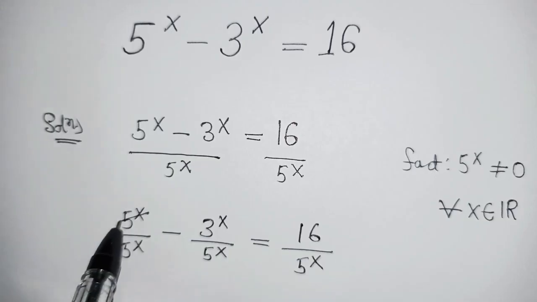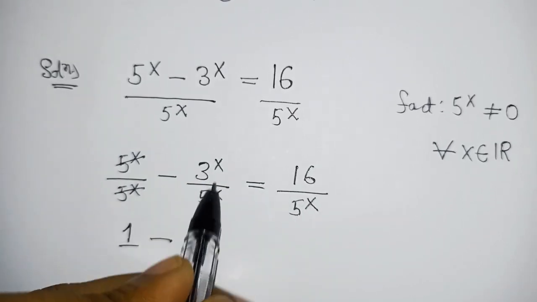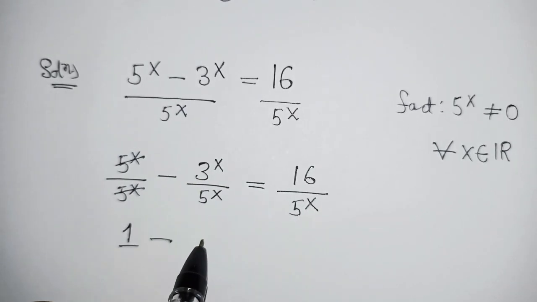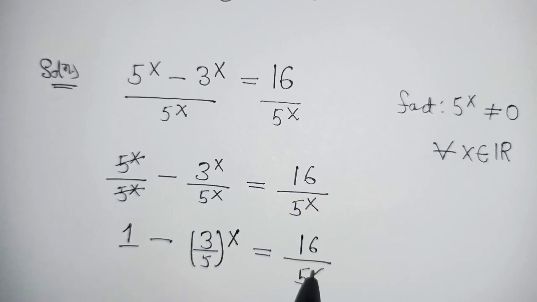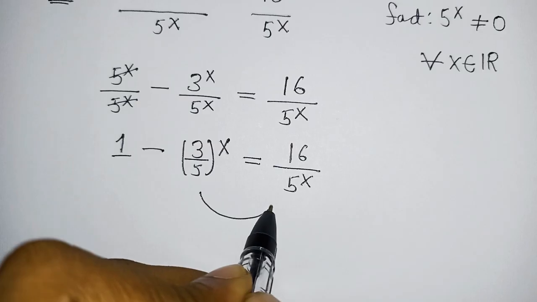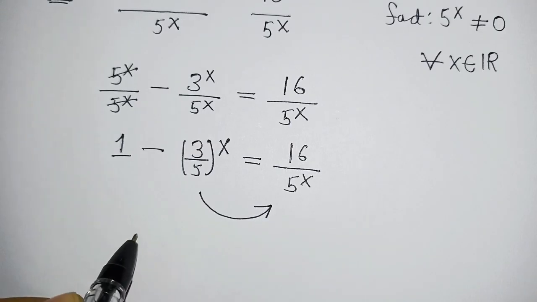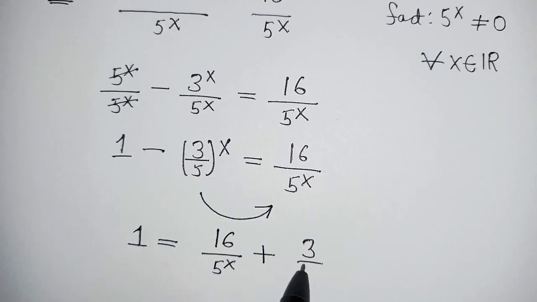Now this term is the same, so we can cancel out, and this will be 1 minus, and here the power is the same in denominator and numerator, so we can write it as (3/5)^x, which is equal to 16 upon 5^x, correct? And now by taking this term to the right-hand side, we have 1 = 16/5^x + (3/5)^x.